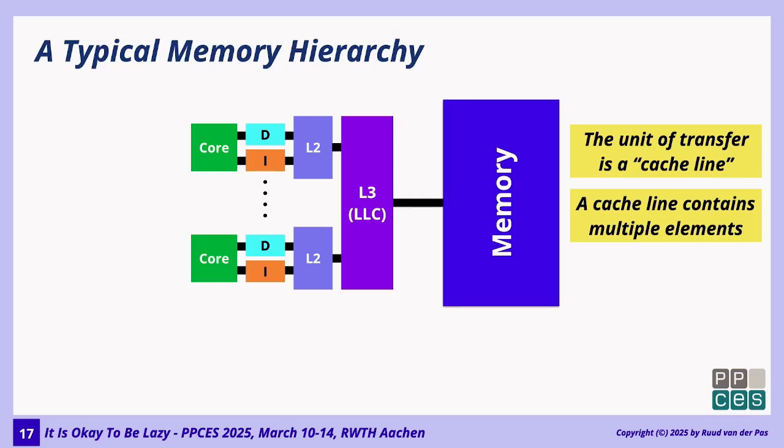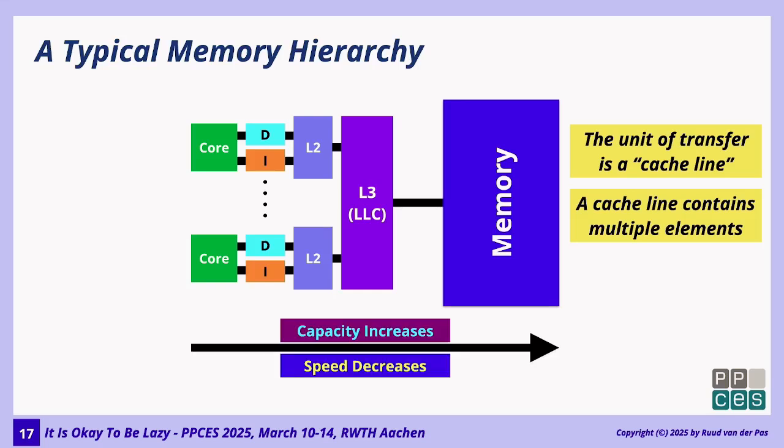And this is what a typical system looks like these days. A bunch of cores, a whole cache hierarchy, and memory. And the rule of thumb is very easy. The capacity increases and the speed decreases, it gets slower and slower as you move away from the core. So you want to try and keep things close to those cores.